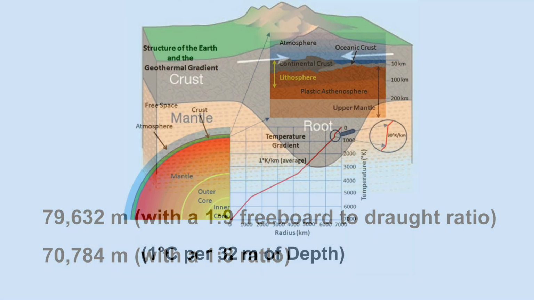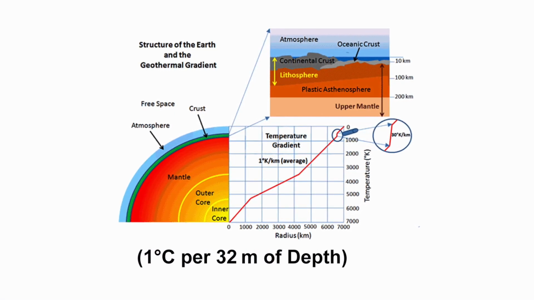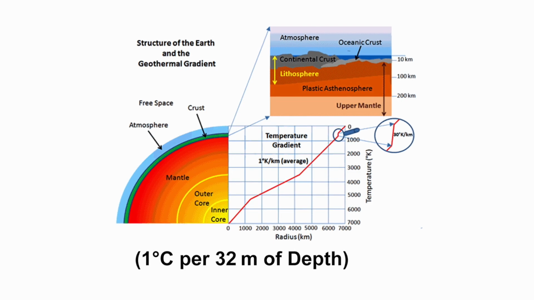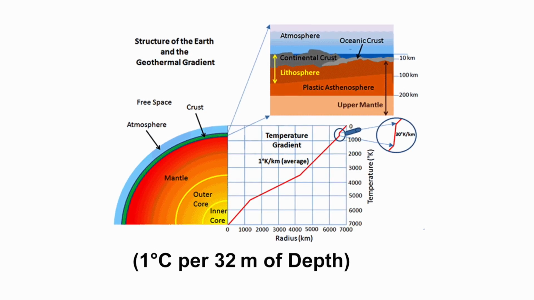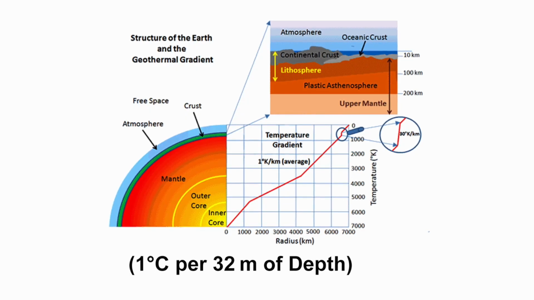70,784 meters. However, such deep roots are unrealistic because they would reach zones of extremely high temperature, causing the lighter material to melt due to the geothermal gradient.